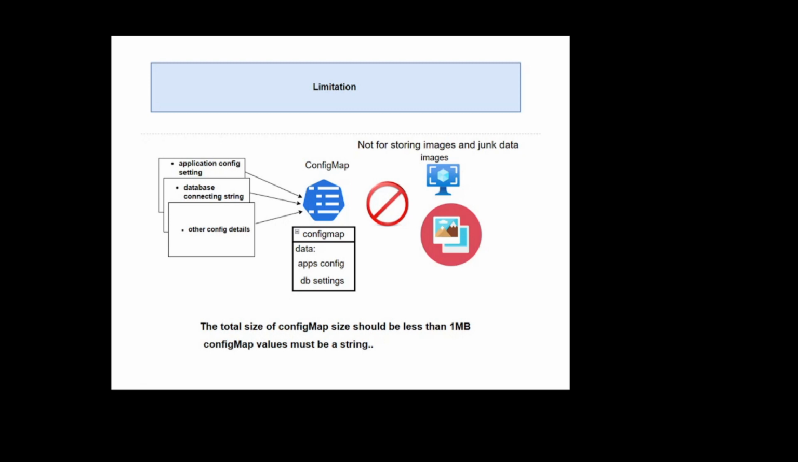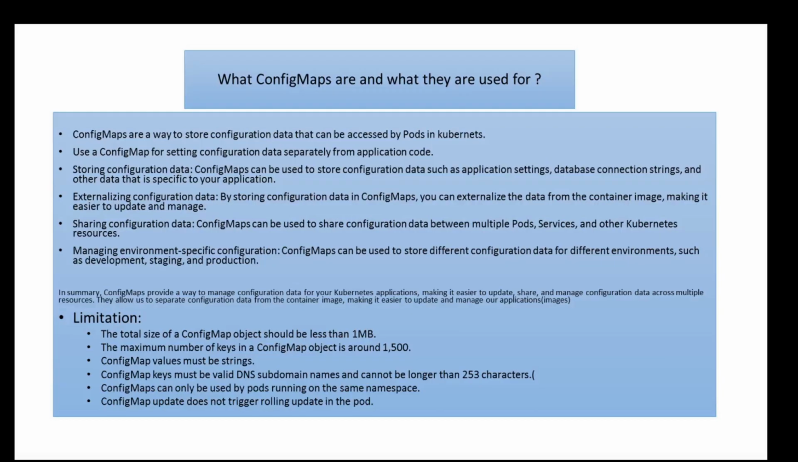Also, the important one: a config map does not trigger a rolling update in the pod. Meaning, if you update something in the config map and you are using it in the environment as a config map, it will not restart your pod. You have to restart your pod. But when you use a mounted volume, it will automatically get refreshed. The value will be updated in the pod. That's a detail we'll be seeing in our session, right?